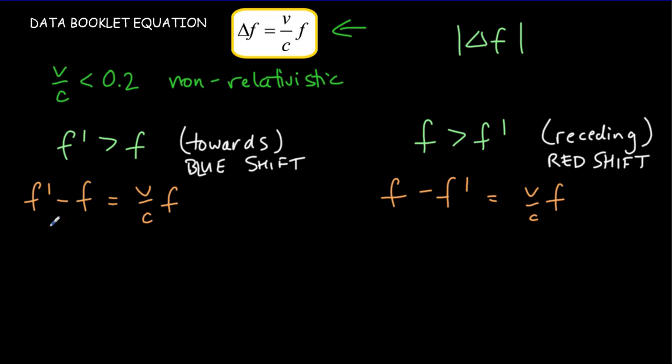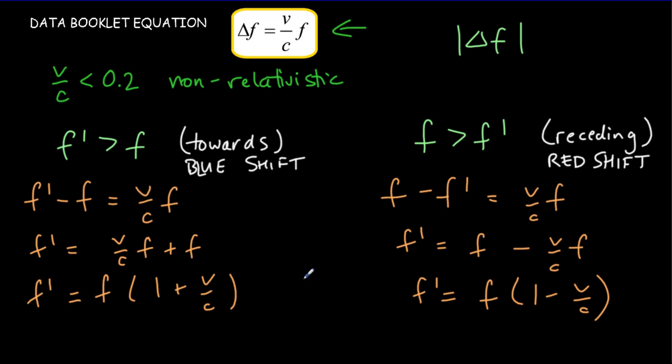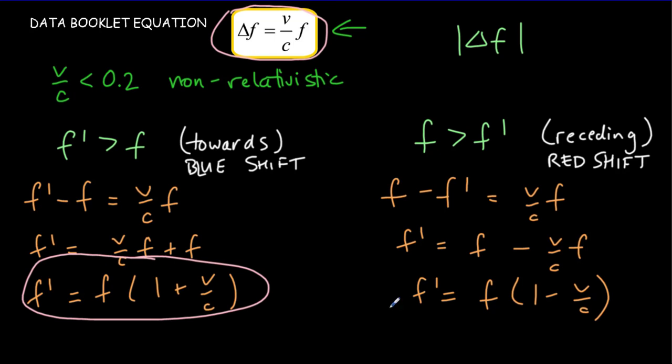So I'm going to solve for f prime in both of these equations. In this equation here, I'd get v over c times f plus f. Whereas in this equation, I'd get f prime equals f minus v over c times f. And I can common factor out the frequency, f: 1 plus v over c, whereas in this case I get f times 1 minus v over c. So I prefer to think of this equation here as two equations, one for a blue shift and one for a red shift.